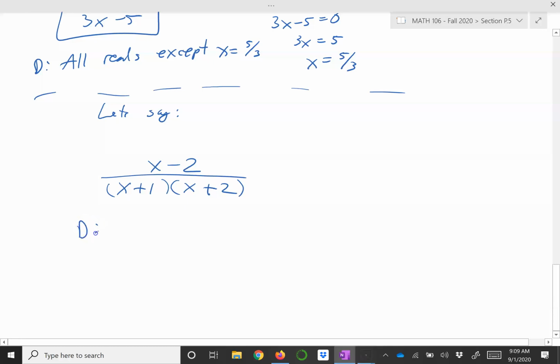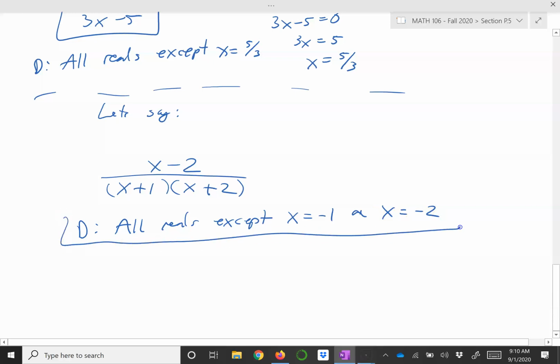Yeah, there's just going to be 2 values that make the rational expression undefined. So again, it'd be all reals except which 2 values? You'd be x equals -1, because that would make the left polynomial 0, and x equals -2. All right, so when you're doing homework, that could be a possibility.